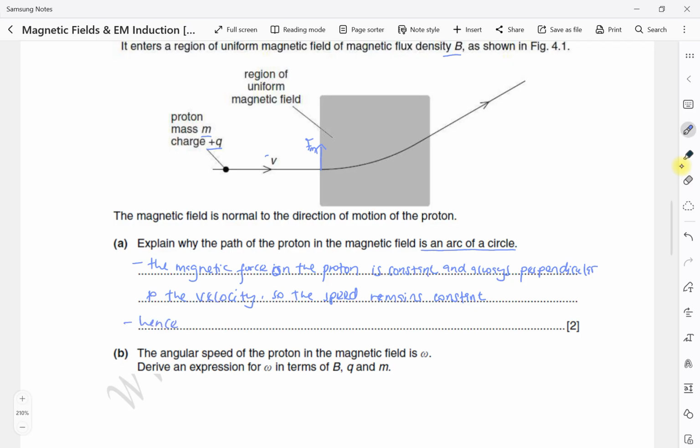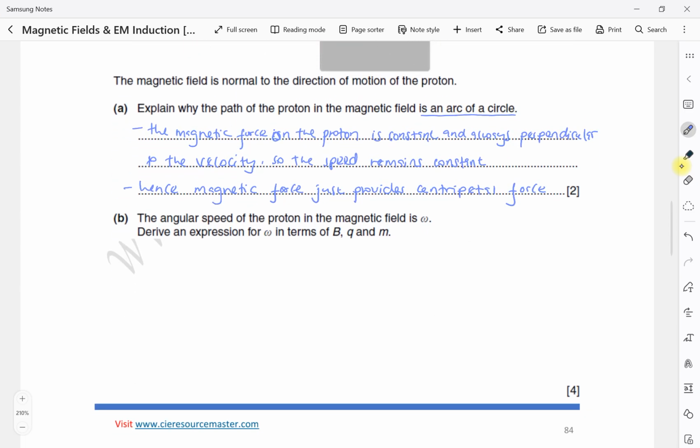Hence, the magnetic force just provides a centripetal force or centripetal acceleration. The angular speed of the proton in the magnetic field is omega. Derive an expression for omega in terms of B, Q, and M.